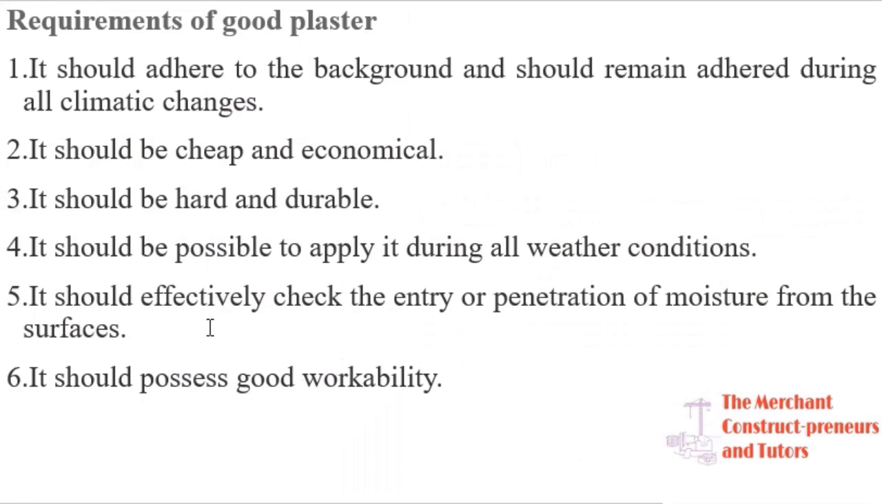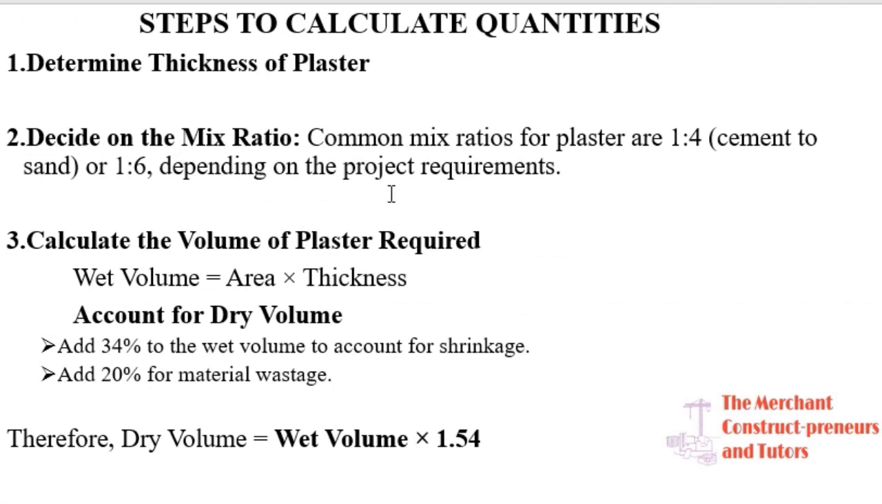You get? Okay, so now that we know the properties of a good plaster, how do we calculate the quantities of sand and cement that will be required for a particular surface area? So now the steps, we have these steps here. Step number one says you determine the thickness of plaster. You are on site, you need to determine the thickness of the plaster, whether it is for an external wall or for internal walls. Whatever purpose you want to use the wall for, you need to know.